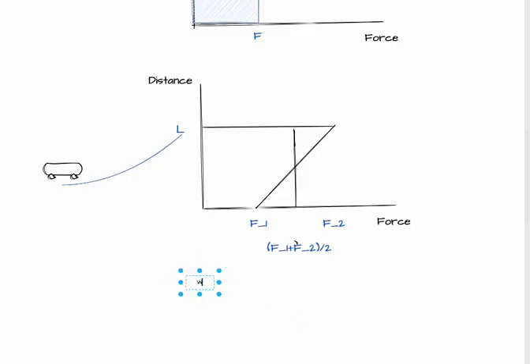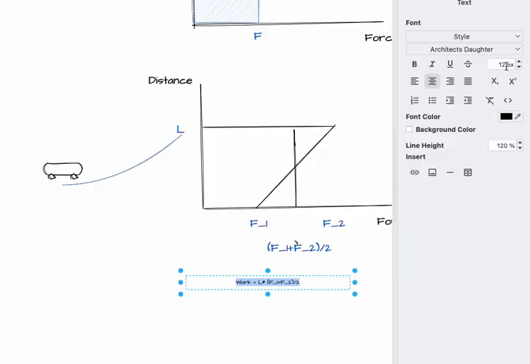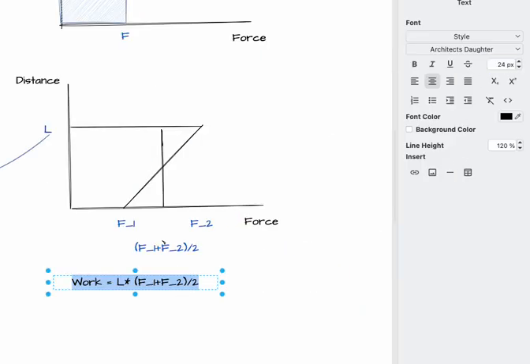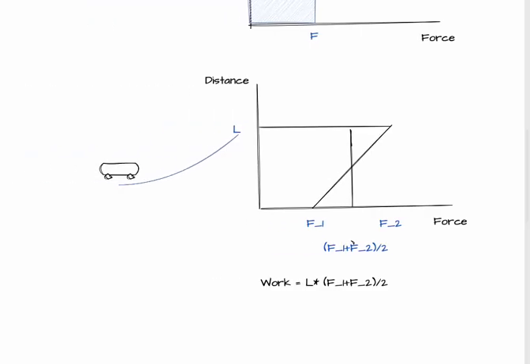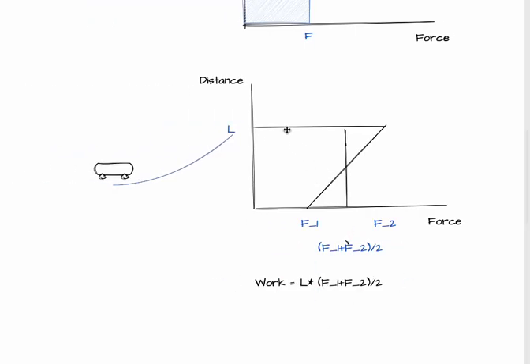So I will write it. Work will be equal to L multiplied by F1 plus F2 divided by 2. So this is the value that we need to calculate. This is the area under this figure.